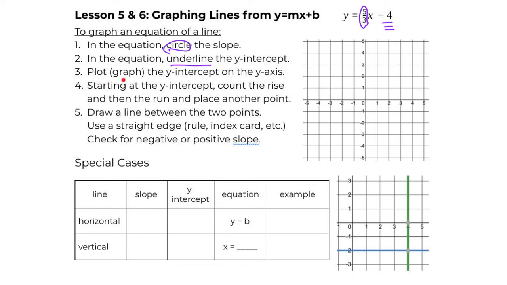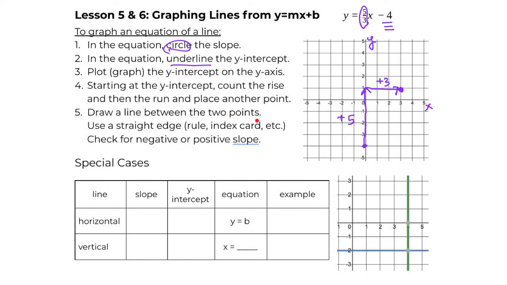Our third step here says plot or graph the y-intercept on the y-axis. So in this case, we know that we have -4. So here's our y-axis again. Always label those. And step 4 tells us to plot another point using the slope from the y-intercept. So I am going to do my rise of 5 and my run of 3. And that puts me right here. I went up 5 and to the right 3.